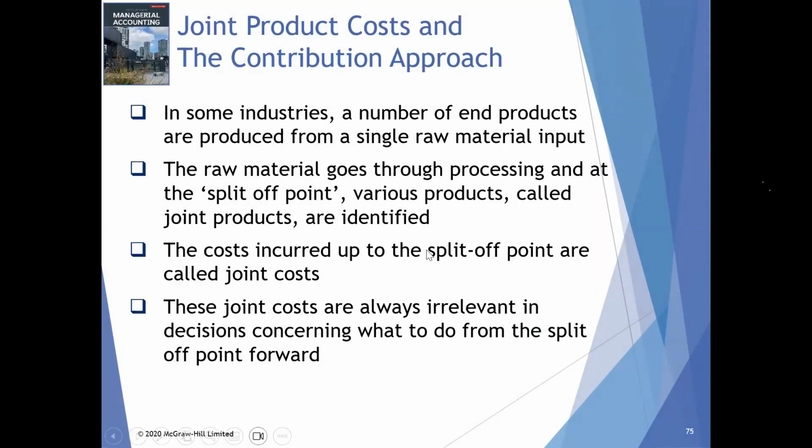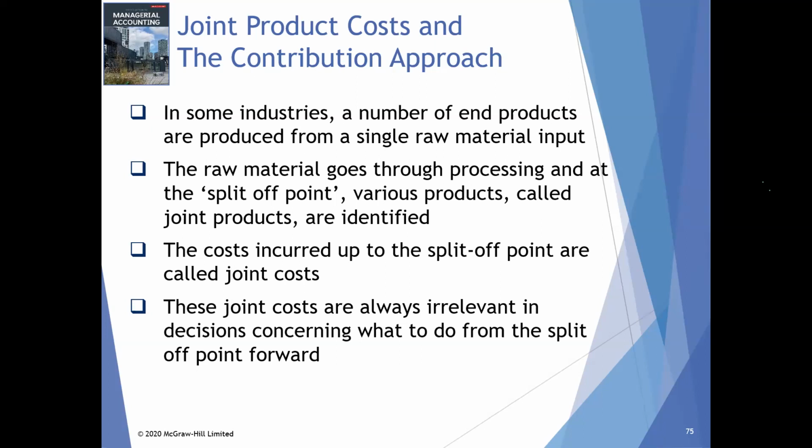So in the case of joint product cost and the contribution approach, in some industries a number of end products are produced from a single raw material. From the single raw material, a number of products are made, just like the table and chair example. The raw material goes through the processing, and the split-off point comes where it divides into the various products. These are called joint products.